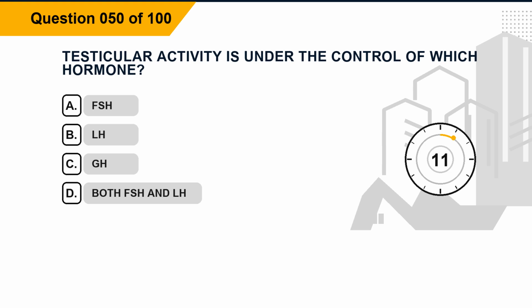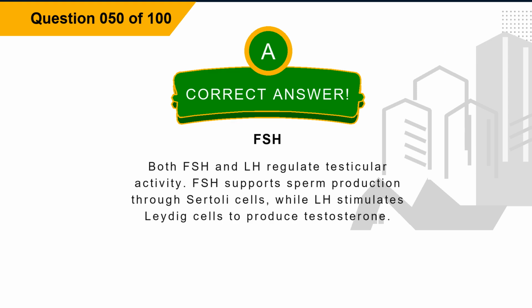Question 50. Testicular activity is under the control of which hormone? Option A, FSH. Option B, LH. Option C, GH. Option D, both FSH and LH. The correct answer is option A, FSH. Explanation. Both FSH and LH regulate testicular activity. FSH supports sperm production through Sertoli cells, while LH stimulates Leydig cells to produce testosterone.